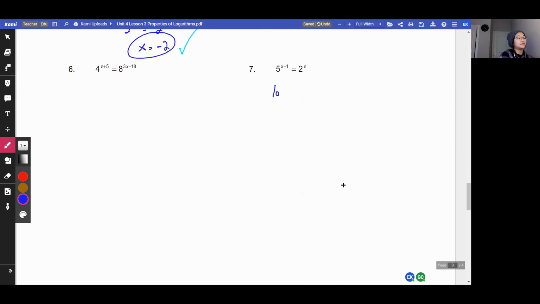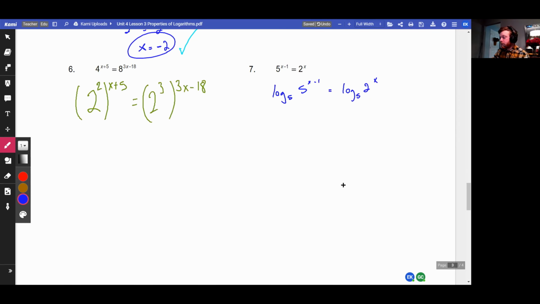I'm going to take the log base 5 of both sides. That's why I gave you that one, because I'm just going to talk out loud. Taking log base 5 of both sides is going to get rid of the 5. It won't get rid of the 2, but it'll at least get rid of the 5. Then log base 5 of 2 to the x, I'm going to use my exponent rule, bring that x down.